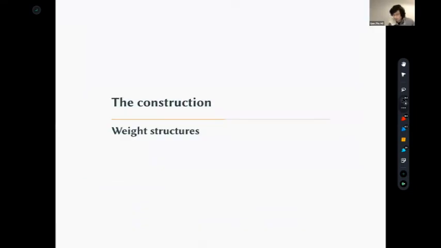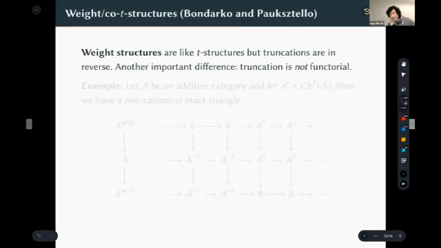Okay, so let's move on to something called weight structures, which is not well known outside the circle of motive people. Motive people have been studying this for at least 10 years, but outside of that, people haven't really, and Achar and his school also look at weight structures, but outside of that, it's not as well known. So a weight structure is like a T structure, but truncations are given in reverse. So that's the first difference. The second difference is that truncation is not functorial. In a T structure, truncation is a functor. For a weight structure, weight truncation is an existence statement. There's no uniqueness, it just exists.